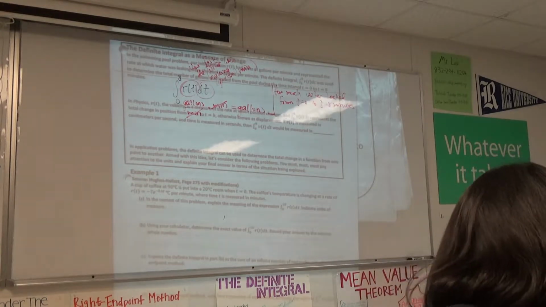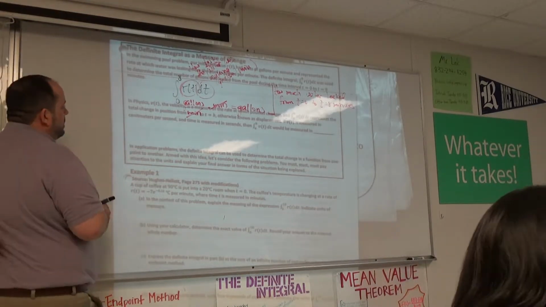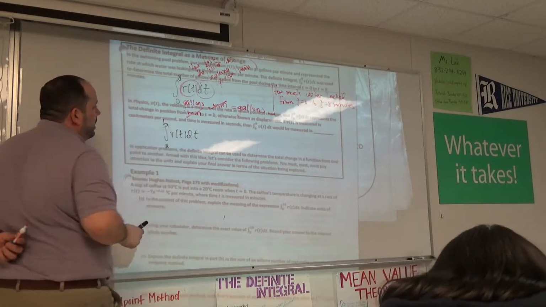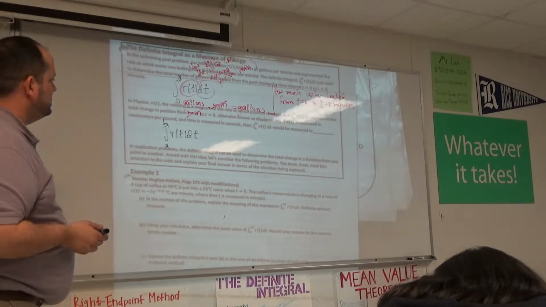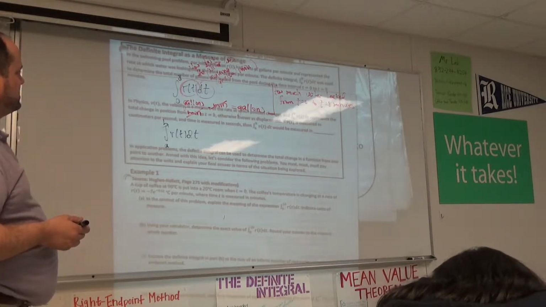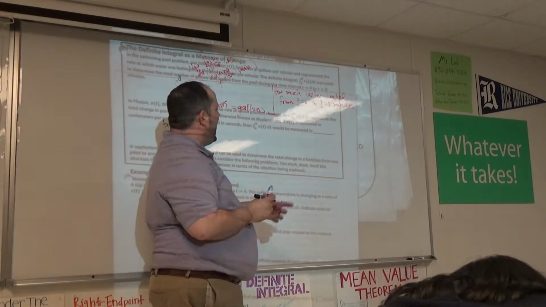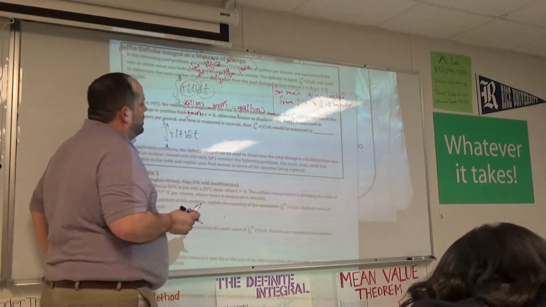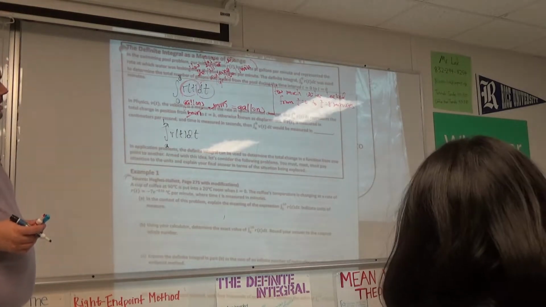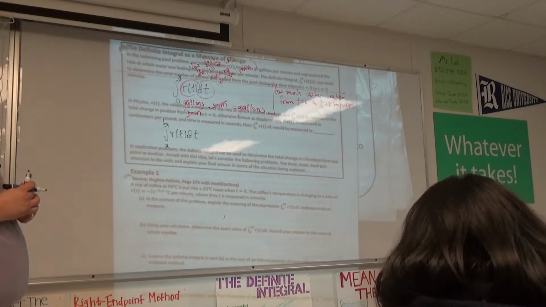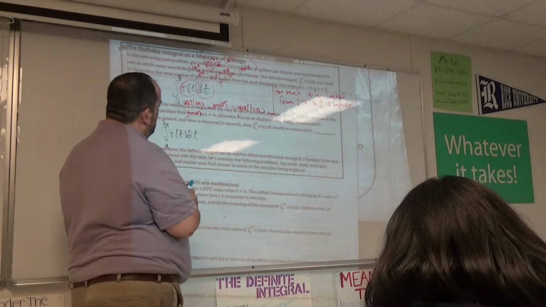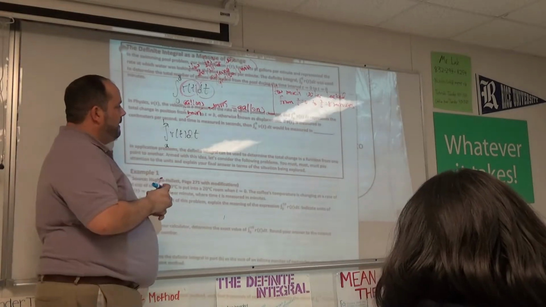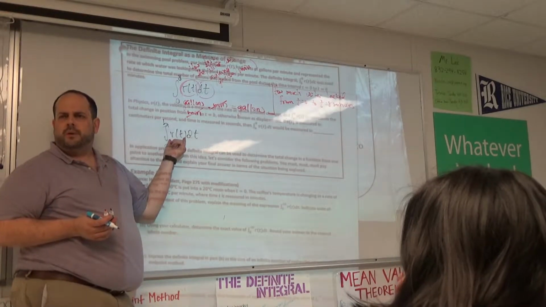In physics, v of t, the velocity, is a measure of the rate at which position changes, and the definite integral represents the total change in position from t equals a to t equals b, otherwise known as displacement. If v of t is measured in centimeters per second and time is measured in seconds, then the definite integral will be measured in length. So what am I going to measure that in?